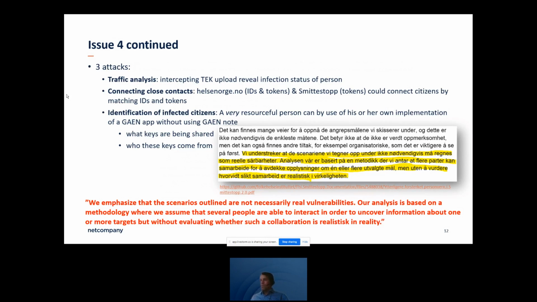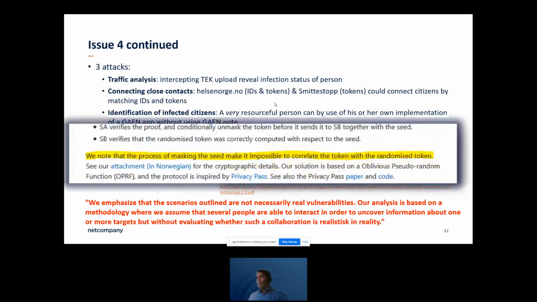Yeah, so I mean, they identified security issues, but they also note this might not necessarily be something that you can actually carry out these attacks. As they write in one of them, a very resourceful person can, by use of his or her own implementation of a GAEN app without using GAEN, note what keys are being shared, who these keys come from.